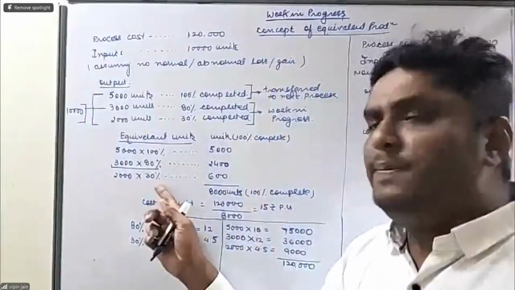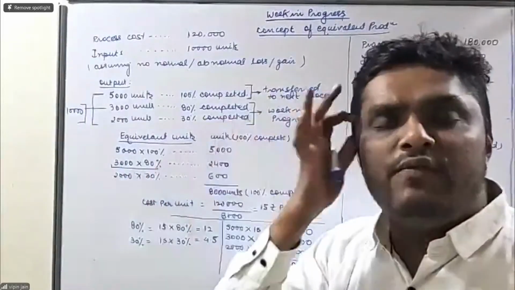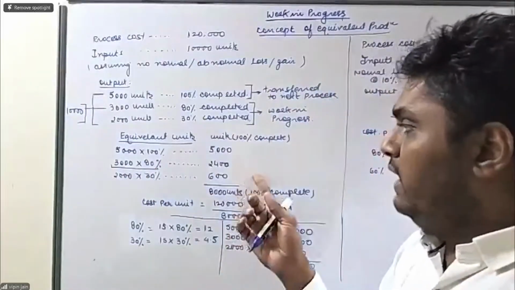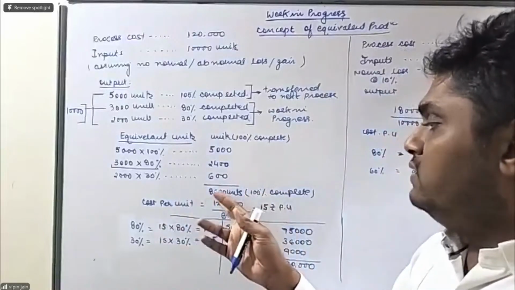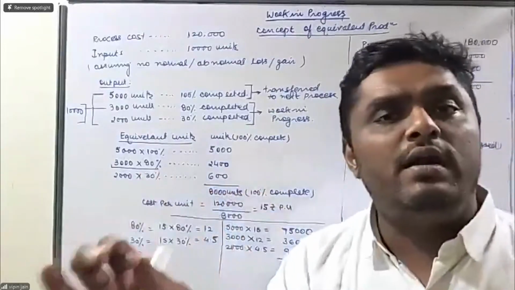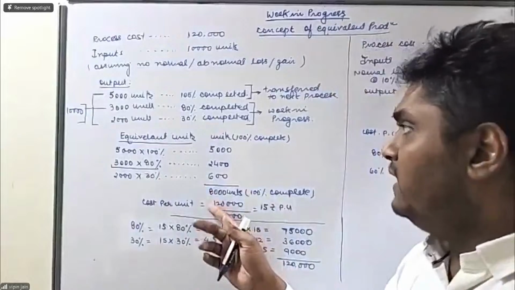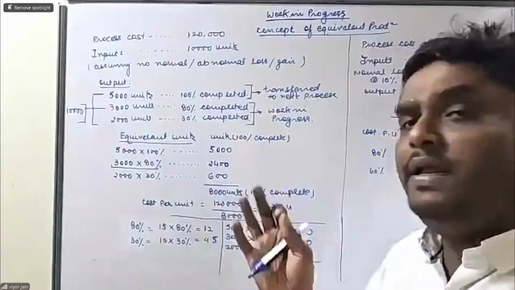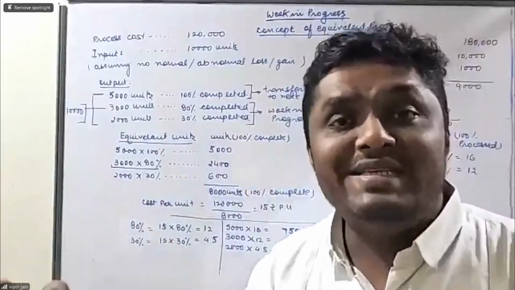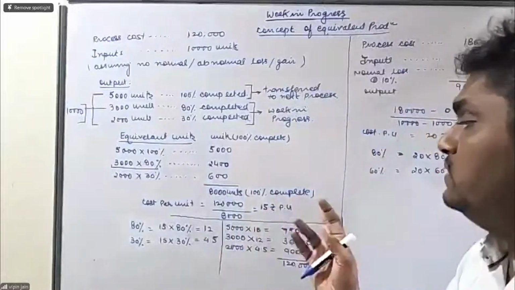2,000 units are 30% complete. It means equivalent number of units will be 600. So herein we have calculated. So we have got 8,000 units that are 100% complete. So 1,20,000 divided by 8,000 will get rupees 15 per unit as the cost of 100% processed unit.